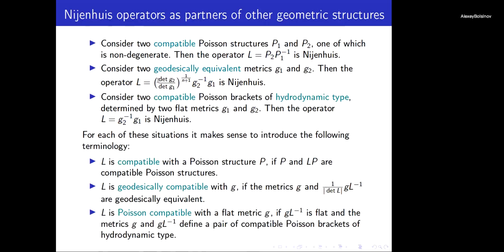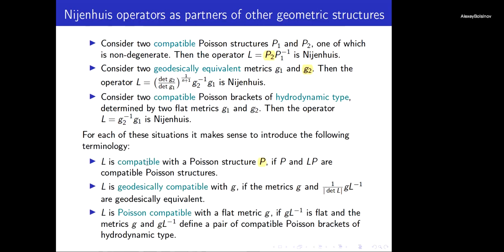What can we do? If you look at these formulas, you can easily see that, for instance, the second Poisson bracket P2 can be easily expressed in terms of L and P1. The same here: G2 can be expressed in terms of G1 and L. So we have three objects, two objects from this series and the link, this operator L between them. But in all cases we can replace this triple by a pair. One ingredient of this pair will be, for instance, a Poisson structure or a metric or a flat metric here, and the other ingredient will be the corresponding Nijenhuis operator.